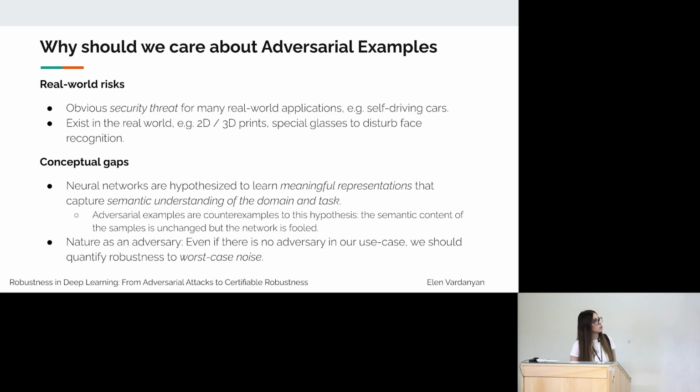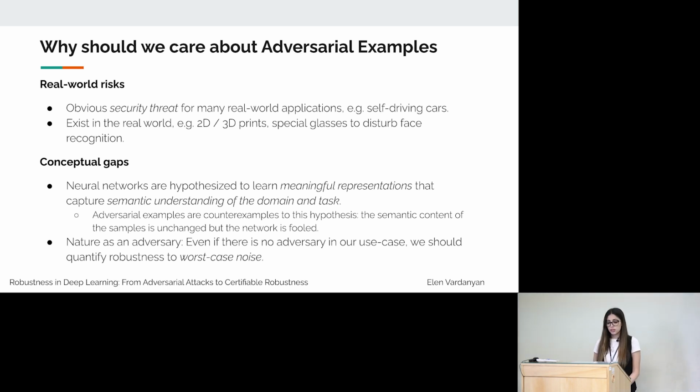So the first one, why should we care about these examples? There are, first of all, many real-world risks connected with these adversarial examples. First one is the obvious security threat in, for example, self-driving cars. We'll see in the next slides that, for example, road signs may be misclassified, even though for the human eye it's perfectly clear that it's this specific road sign, and it's a high risk for self-driving cars.